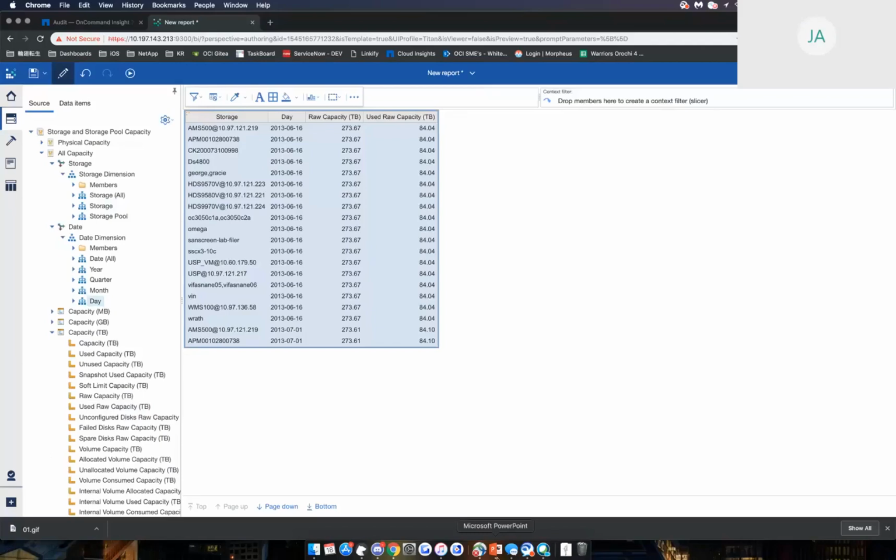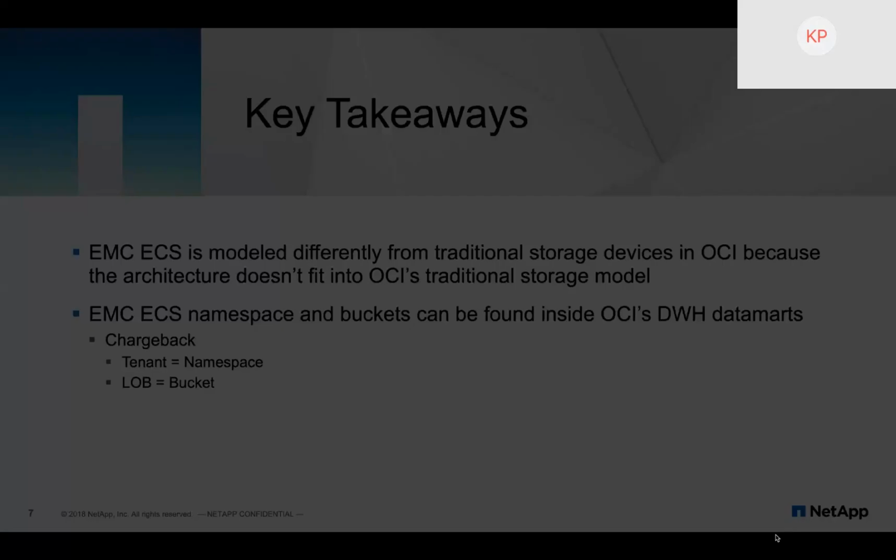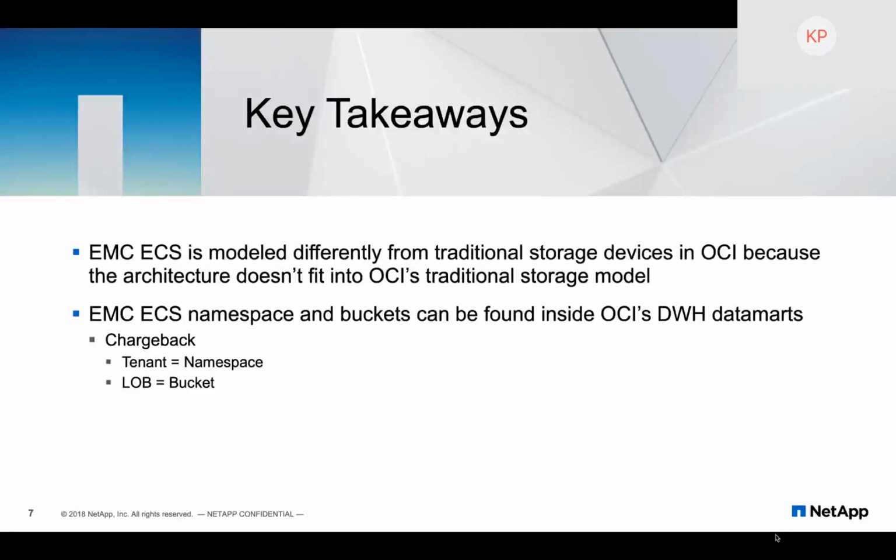Okay, and just to finish it off here, I'm going to go back to key takeaways. What we talked about is we saw firsthand that ECS is not configured as expected, like other traditional storage devices inside OCI. It's modeled a little differently because it follows a different structure. As a result, all the data points that you need to do your showback and chargeback are found inside the data warehouse, specifically around the chargeback data mart for the tenant, which is really the namespace for the ECS, and the line of business, which is the bucket names.